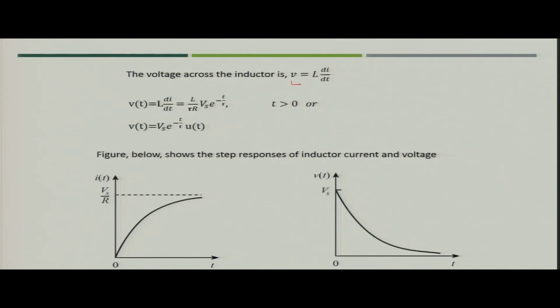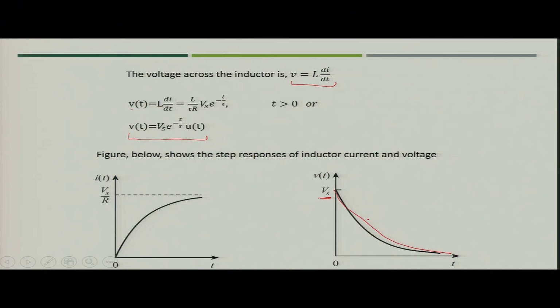Now, you know that voltage V is nothing but L di by dt. So, when we differentiate the current I which we got previously, we get the value of V(t) as Vs into e to the power minus t by tau u(t). At time t equal to 0, the voltage across the inductor would be Vs, and then it will exponentially decay to 0.